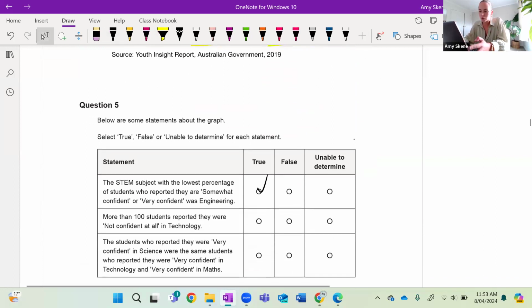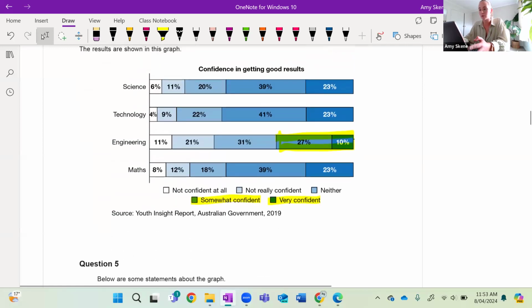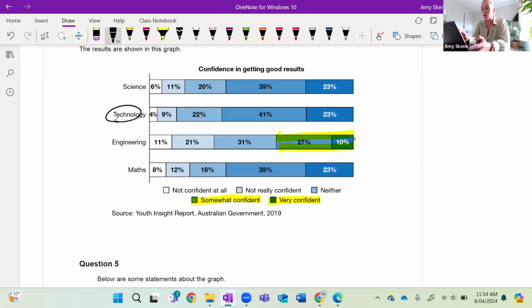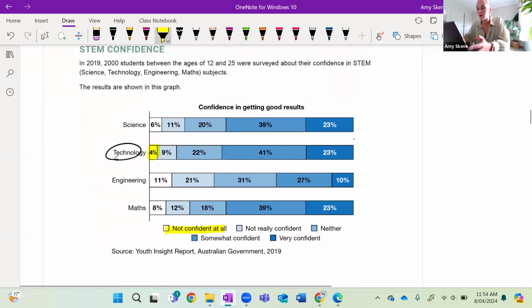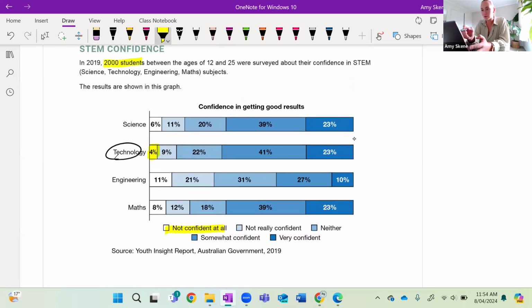More than 100 students reported that they were not confident at all in technology. So we're going to look at technology, and we're going to look at not confident at all. Not confident at all is here, 4%, but we don't actually know, or actually 2,000 students. So there's 2,000 students surveyed in this. Okay, so 4% of 2,000 students.